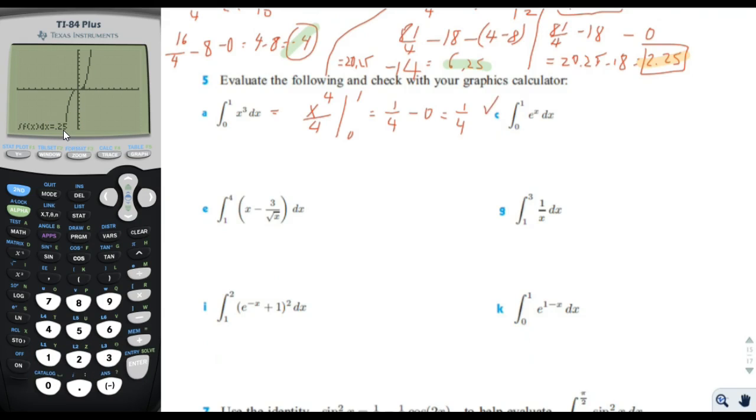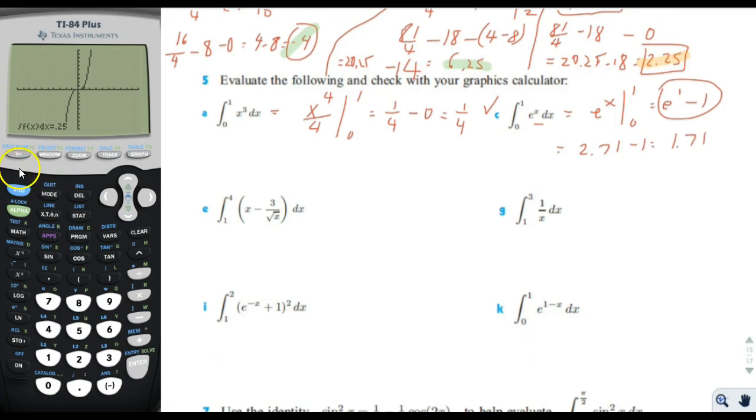Alright, let's do C, e to the x. So the integral of e to the x is just e to the x. If we evaluate it from 0 to 1, first we put in 1 and we'll get e to the 1, then we put in 0 and we get e to the 0, which is just 1, so our answer is e to the 1 minus 1. E to the 1 is about 2.71 minus 1, it would be about 1.7.